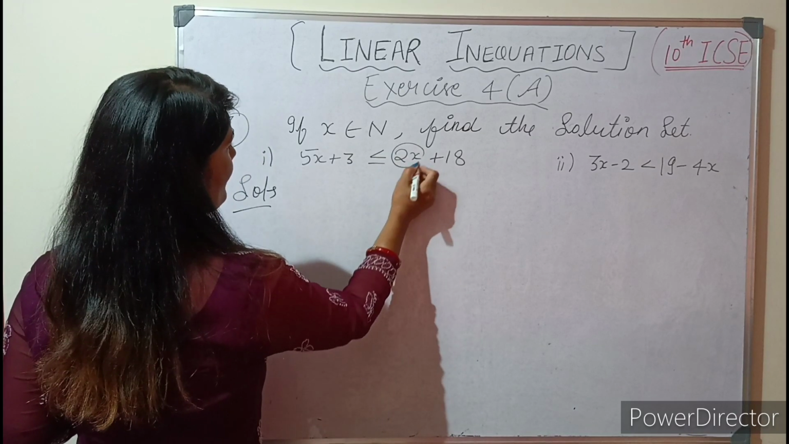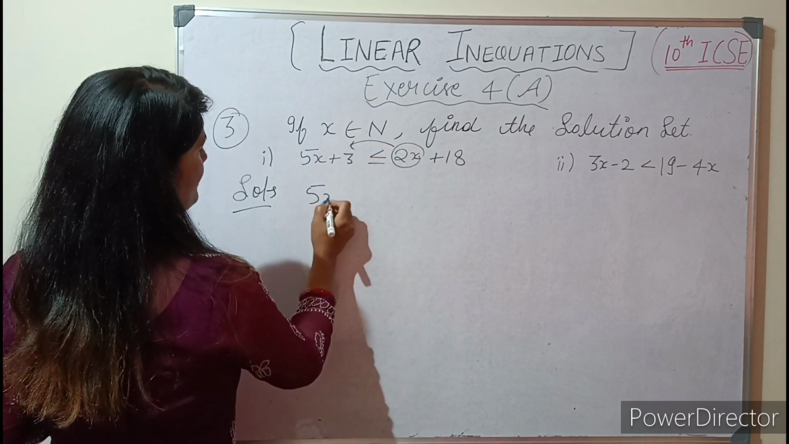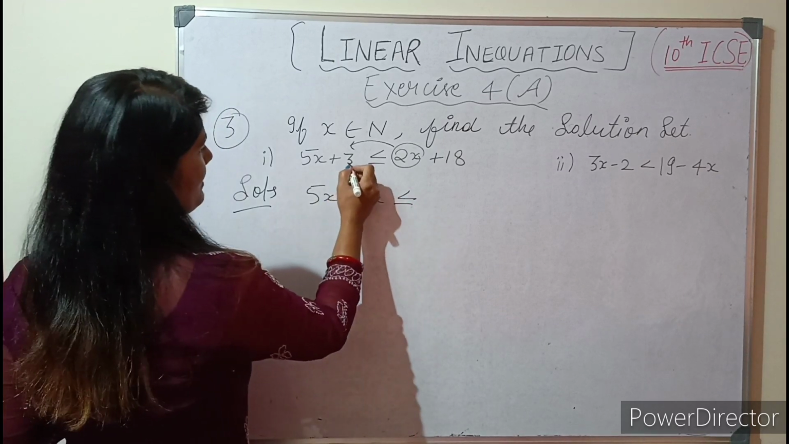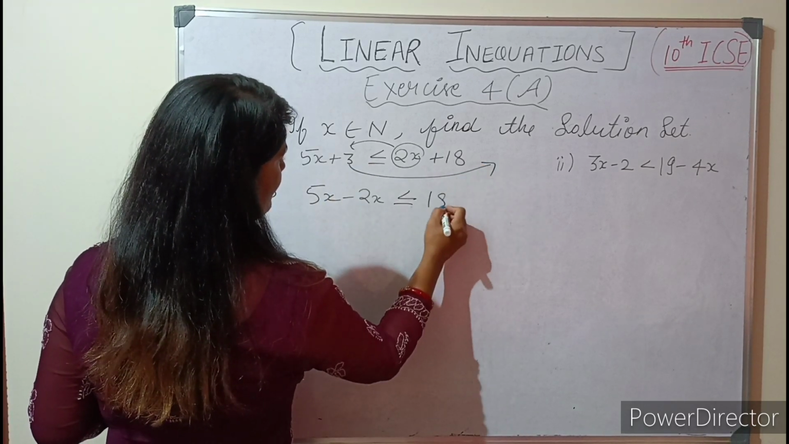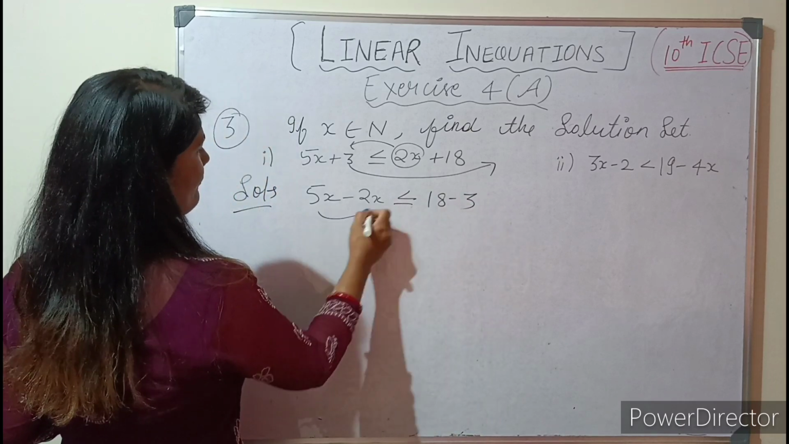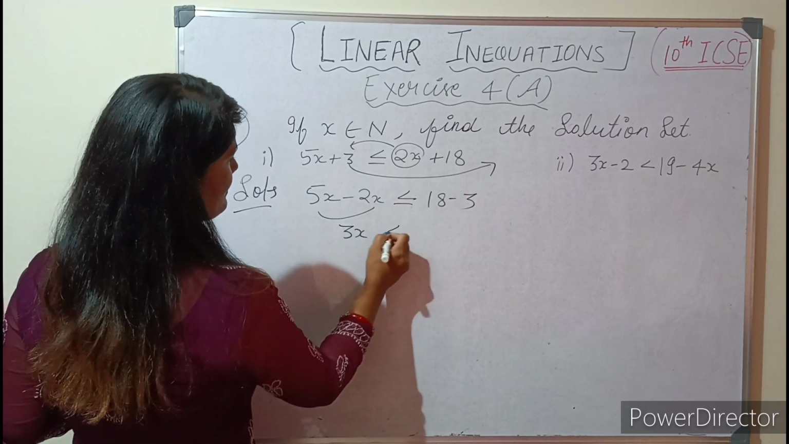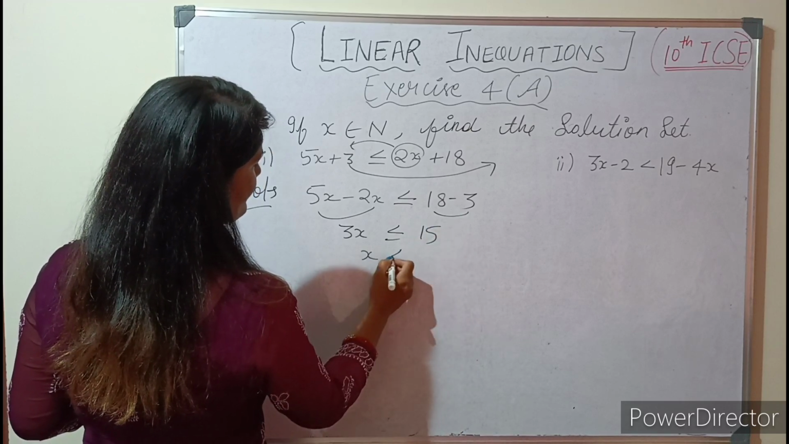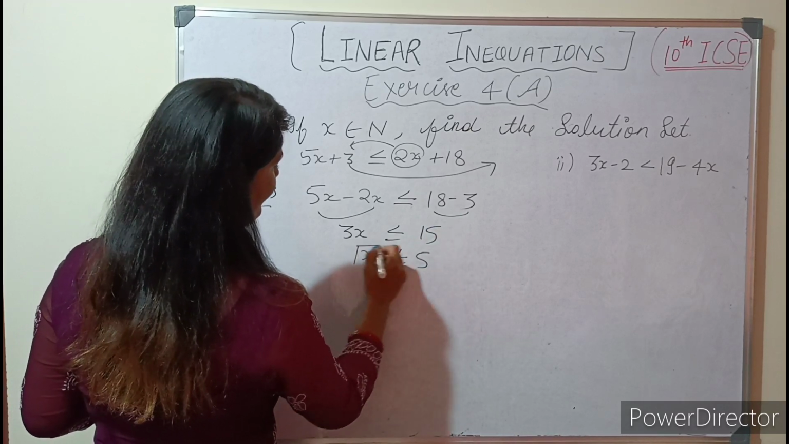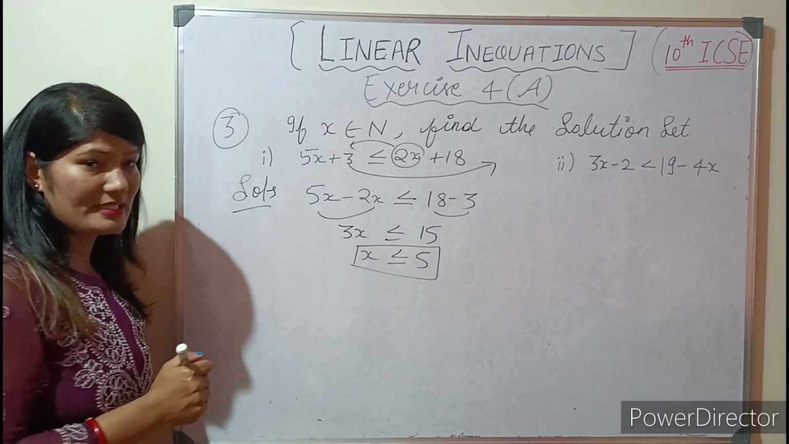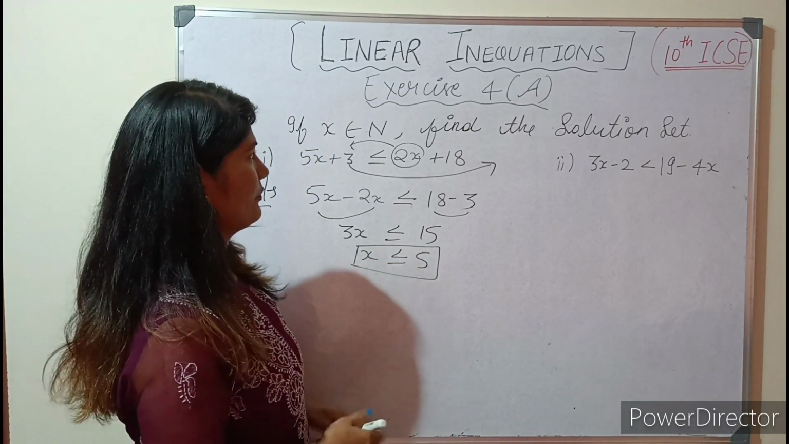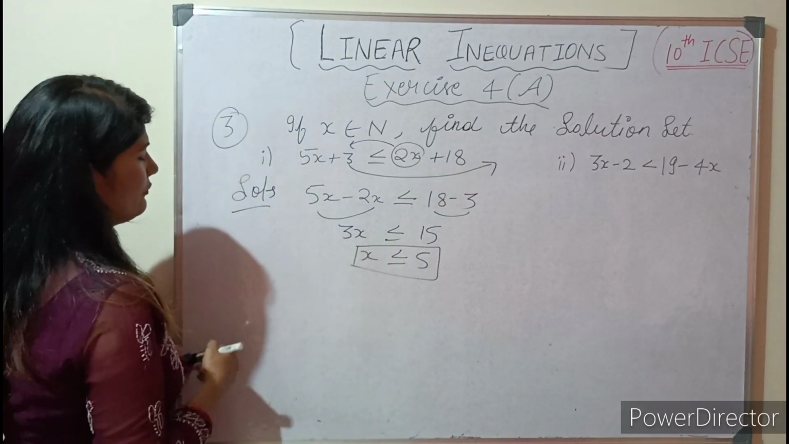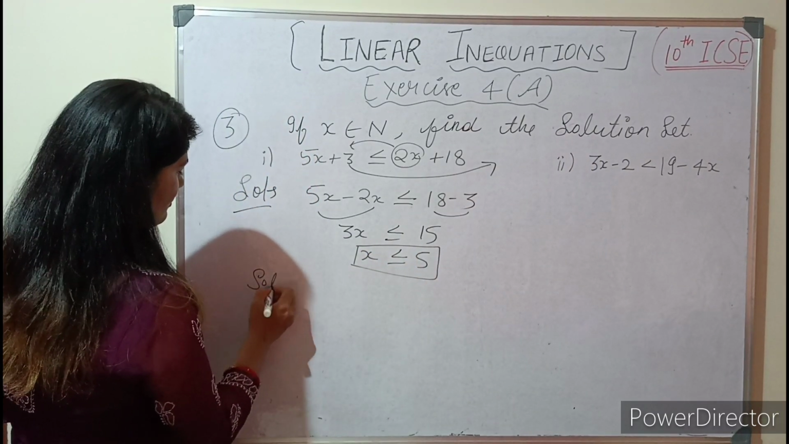So you have to solve this inequation. Now this 2x will come this side. This is 5x minus 2x and the sign will be as it is, and this plus 3 will go this side. This becomes 18 minus 3. So 5x minus 2x is 3x and 18 minus 3 is 15. So it's very easy. Your answer is the value of x is less than or equal to 5. So here now the solution set.